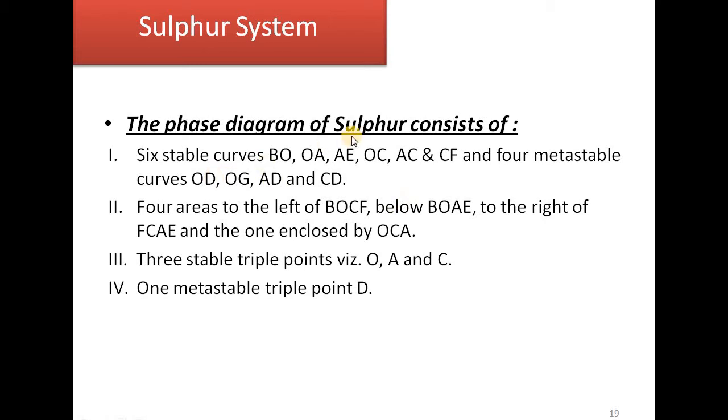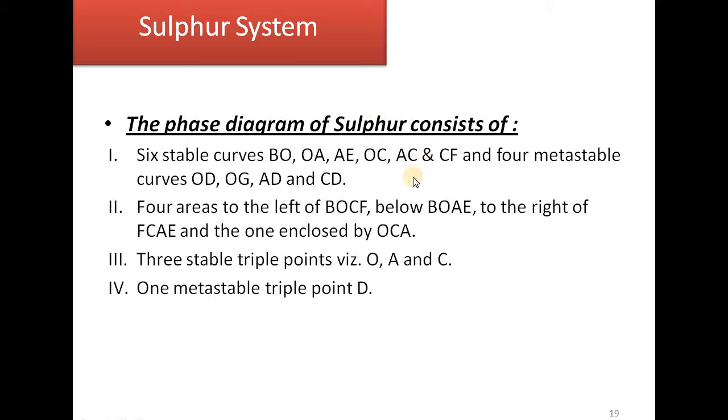Now, the phase diagram of sulfur consists of various curves, areas, and triple points. There will be 6 stable curves, 4 metastable curves, 4 areas, 3 stable triple points, and 1 metastable triple point in the phase diagram of sulfur.